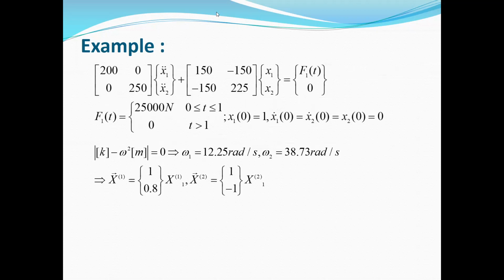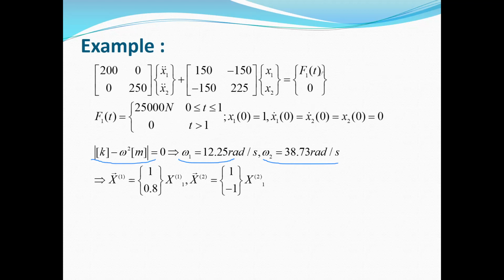So as I told you, we form the homogeneous response equation, which is k minus m omega squared. This is the matrix of coefficients. It must be equal to 0. When you find the determinant of this matrix for a non-trivial solution, you can obtain the roots, or the natural frequencies. We will have two natural frequencies. The first one is 12.25 and the second one is 38.73 radian per second. So these are the natural frequencies of the system.